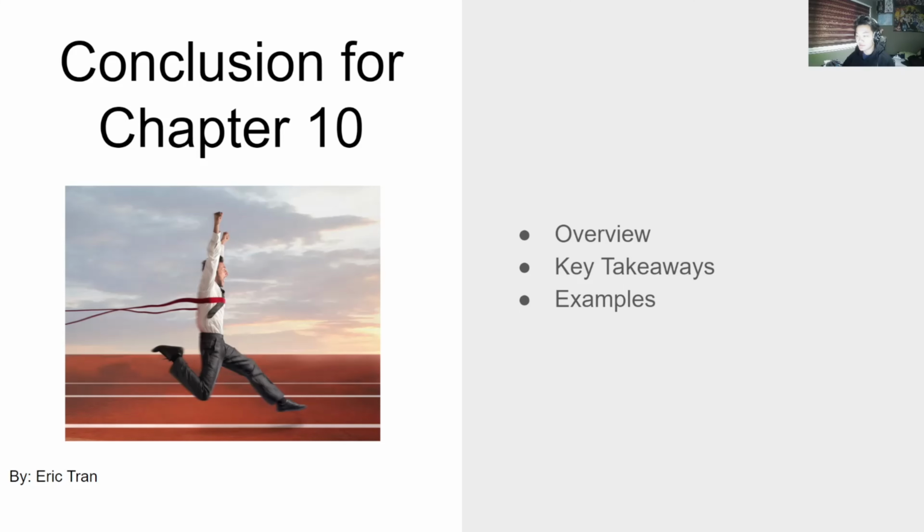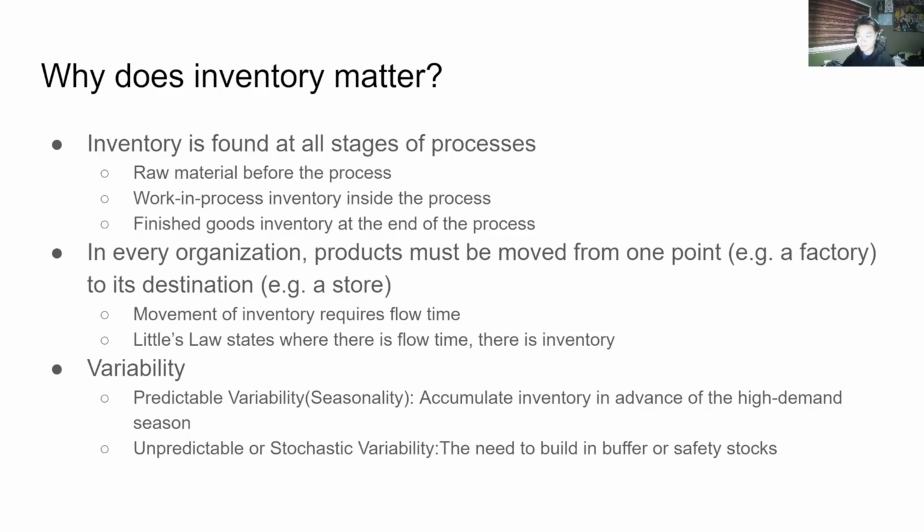Starting it off, why does inventory matter? Well, inventory is found at every single stage of processes, and this means that the raw material, the in-progress goods, and the finished end products are all categorized as inventory.